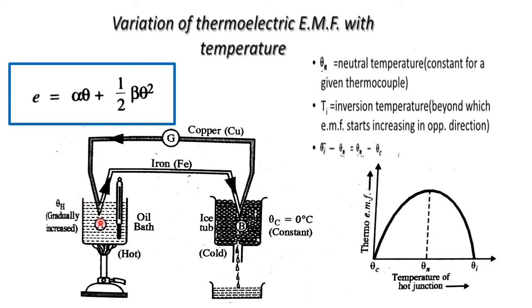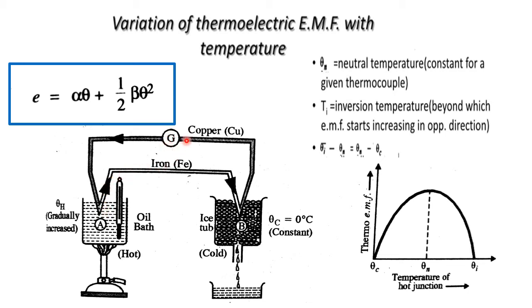One junction is kept in the oil bath at the hot end. There is a burner which will keep on increasing the temperature of this oil bath, and we can measure the temperature with the help of the thermometer immersed in the oil bath. The second junction is maintained at the cold end, that means it is put in the ice tub, and the temperature here is 0 degrees Celsius, which is always constant, and this temperature is known as the critical temperature. Now see how it behaves when we keep on increasing the temperature.